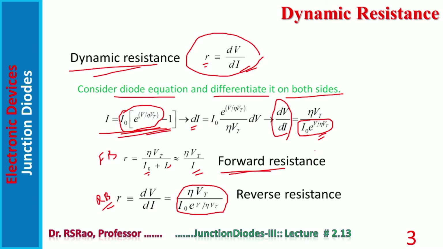So before going further, note dV by di, the dynamic resistance of the diode, is eta Vt by I naught e power V by eta Vt. This relation is valid for both forward and reverse biased situations. In case of a forward biased diode, it becomes equal to eta Vt by I. In case of reverse biased condition, it remains as it is.